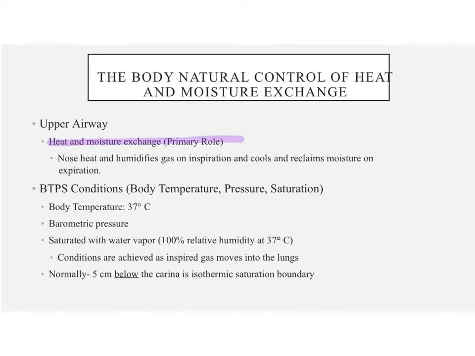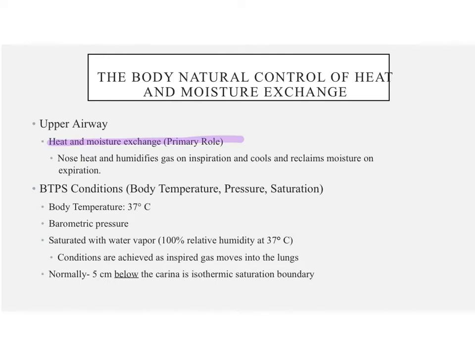So, our body has BTPS conditions, or body temperature, pressure, and saturation. These are the conditions that must be met in order for the body to have adequate humidification. So, the body's normal temperature. Always know your normals. Body's normal temperature is 37 degrees Celsius. The pressure that we're talking about is the barometric pressure. Obviously that is going to vary based on your location, whether you're at sea level or you're in the mile high city, barometric pressure is going to vary.